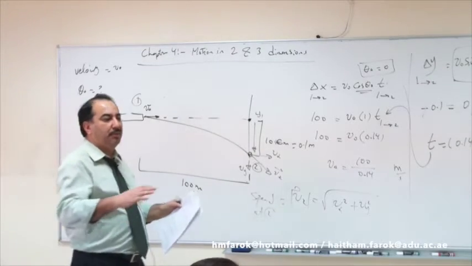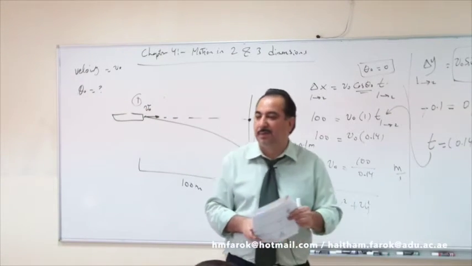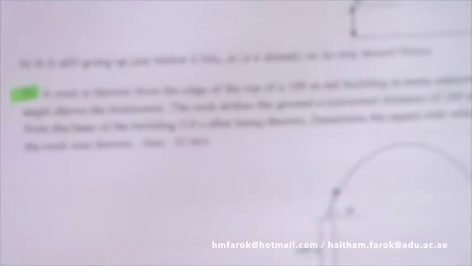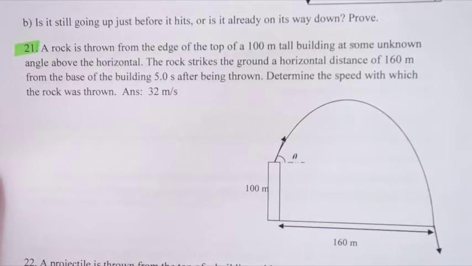Now let's take another question when it's above horizon. Question 21. Question 21. A rock is thrown from the edge of a top of a 100-meter tall building at some unknown angle. So the firing angle is unknown. Above horizon. It's not below or horizontal, above. The rock strikes the ground a horizontal distance of 160 meters from the base of the building. 5 seconds later, after being thrown, determine the speed.